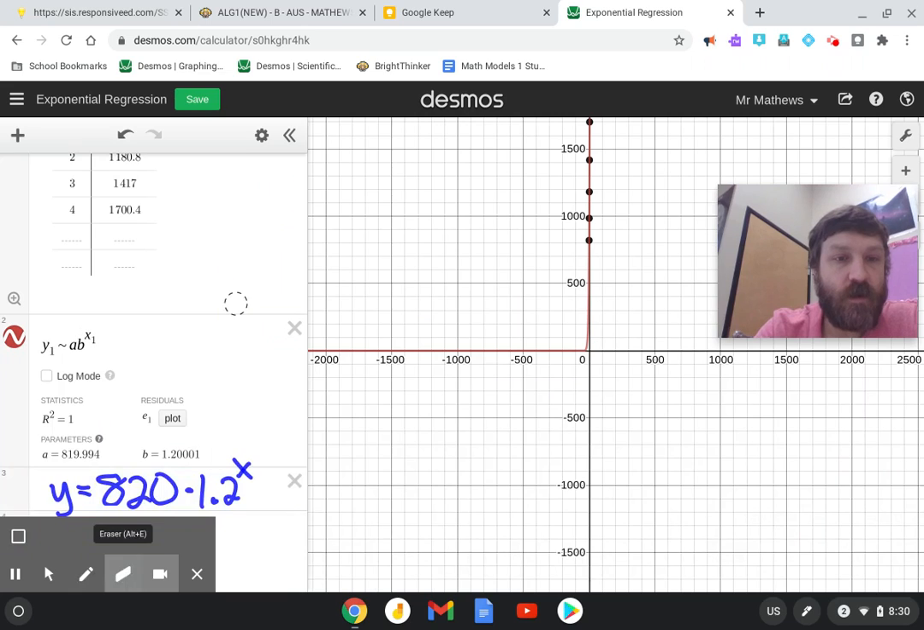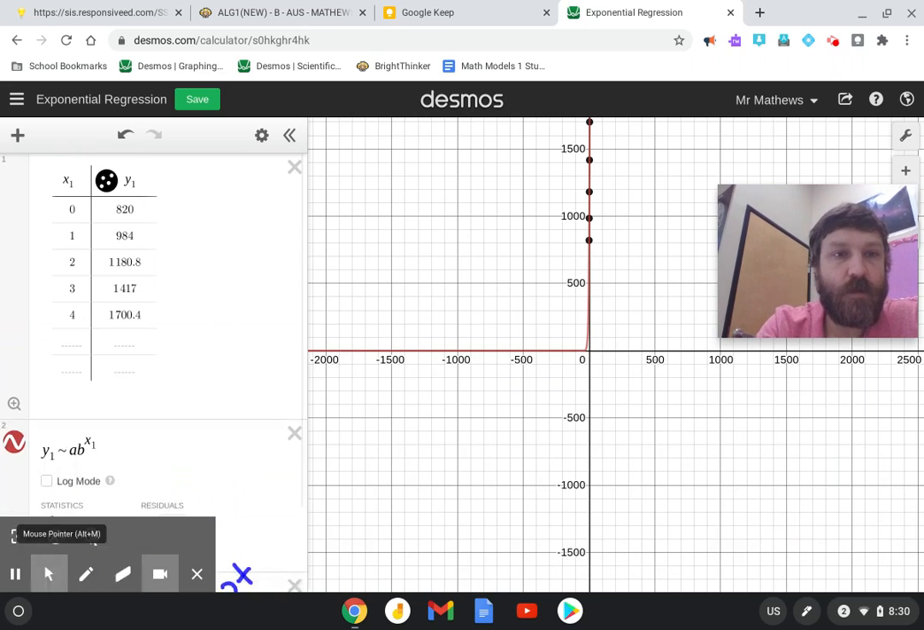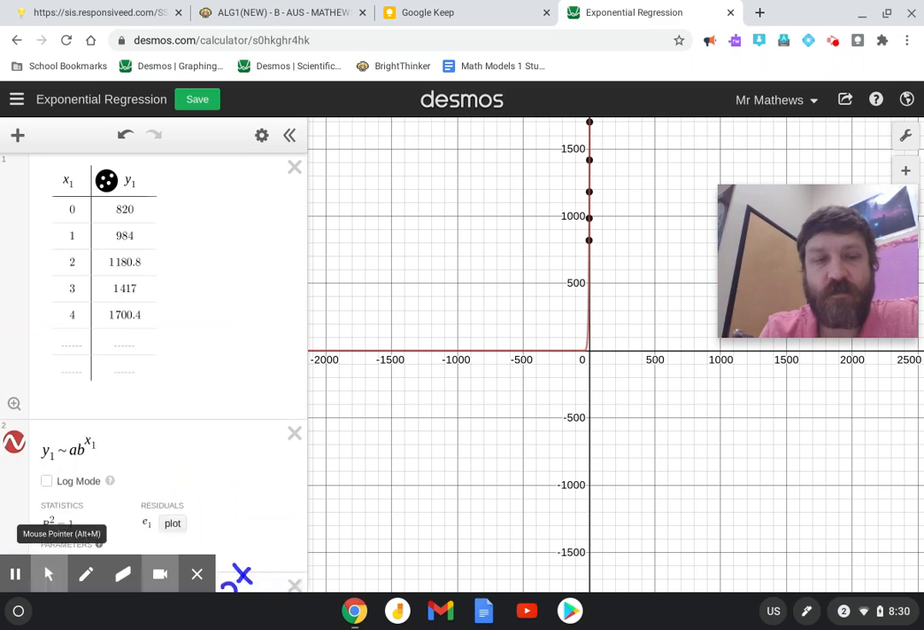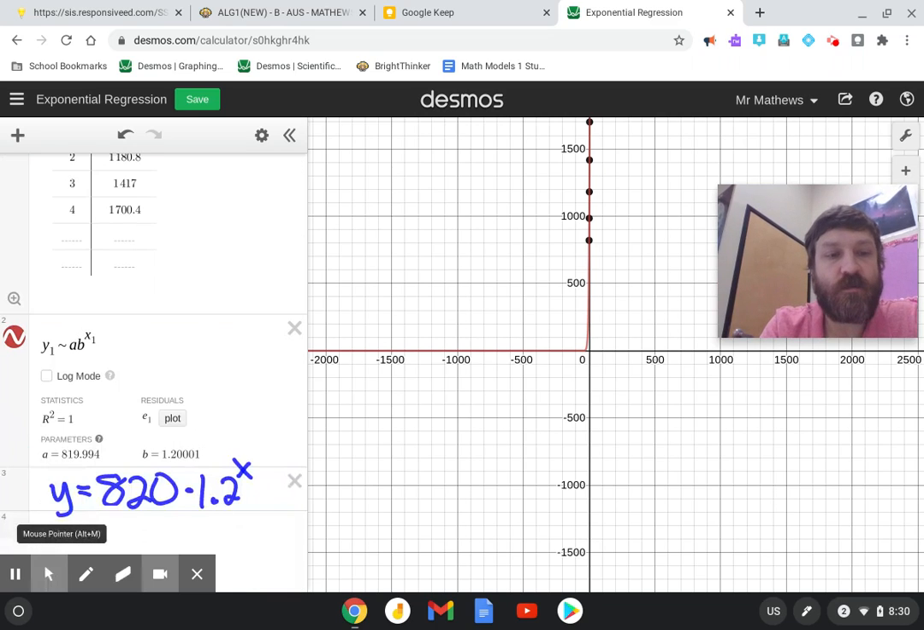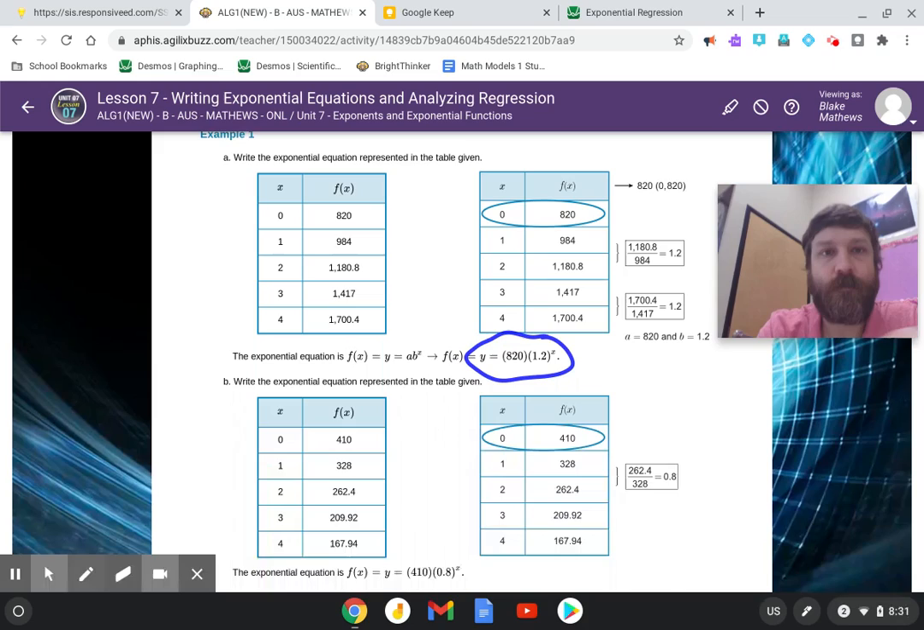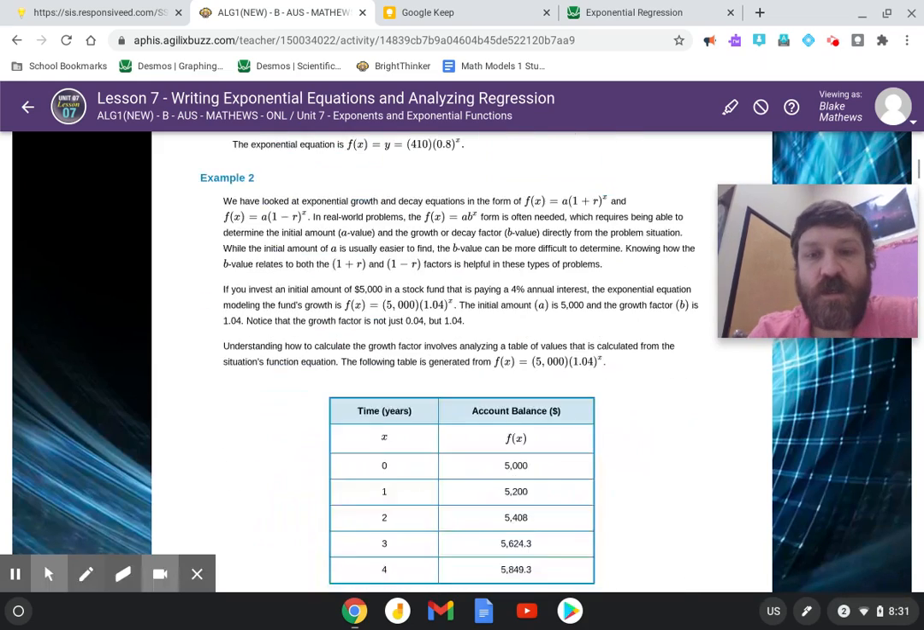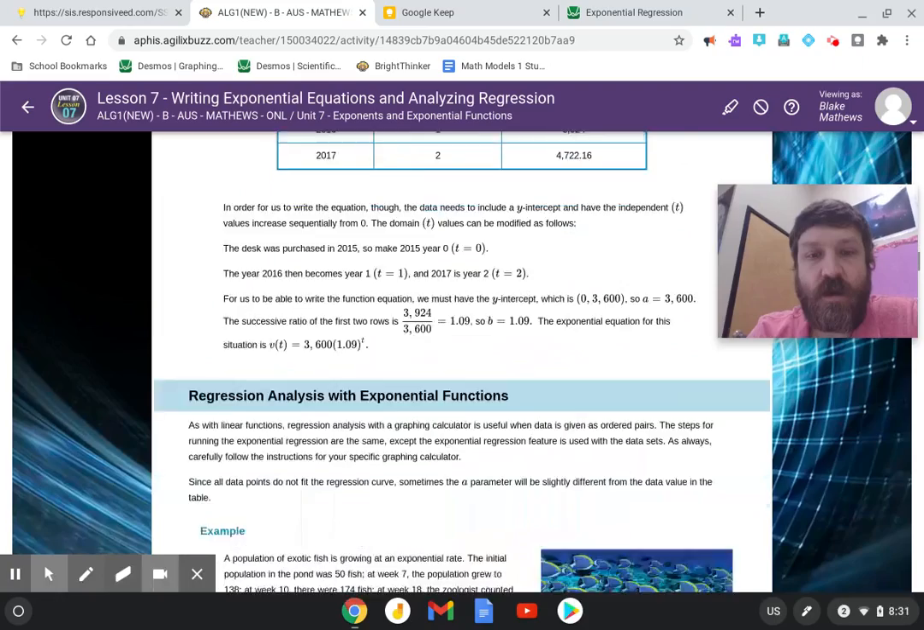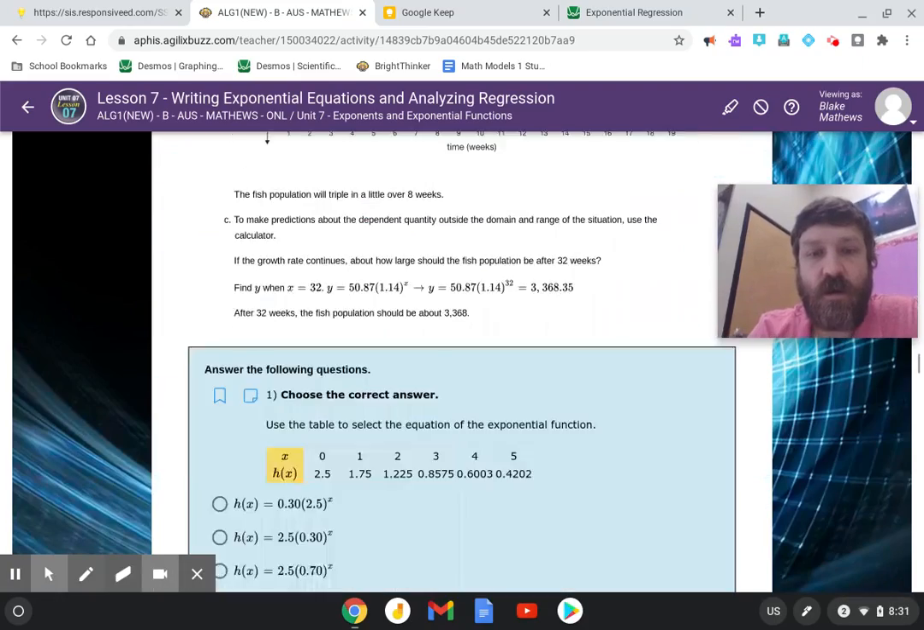If I can get my eraser on here, there we go. You're going to type the information in the table above, let it graph, and then look at the parameters A and B to find the values that go into the function. And remember, they go into the function in this format, A times B to the X power. So that's what you're going to do in going down here.